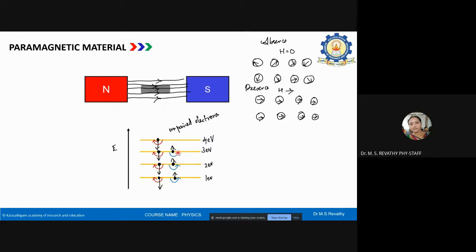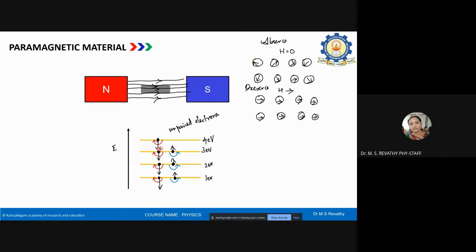Likewise, I can check each and every energy level. On the fourth energy level, I can check that there is the presence of only one electron and only one spin. So its pair is missing. Hence there is a presence of unpaired electrons. It is all due to the presence of these unpaired electrons that you get the spin like this.